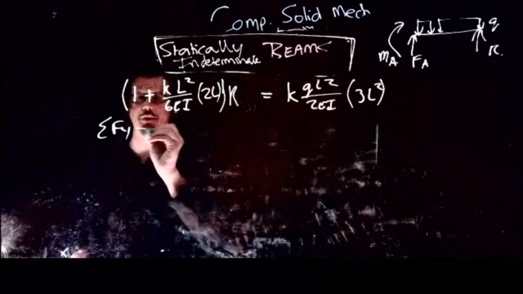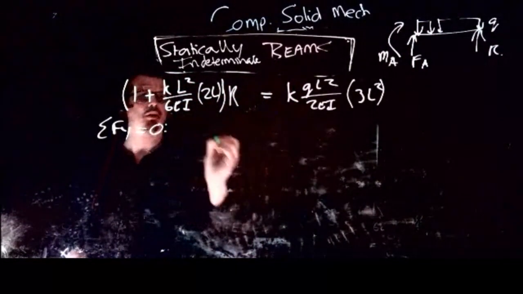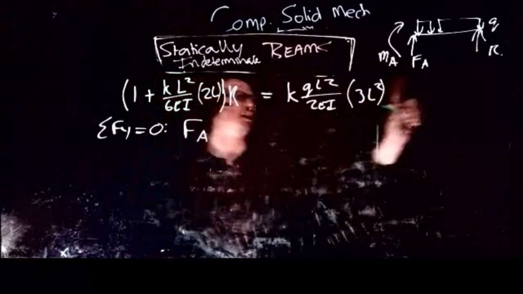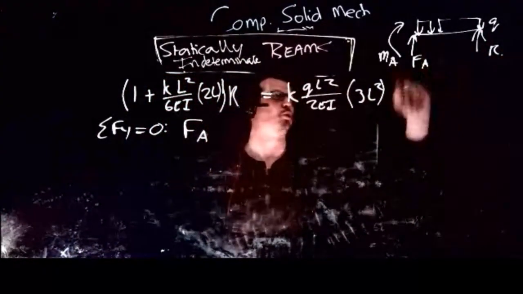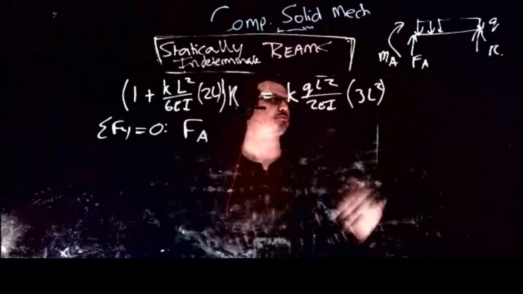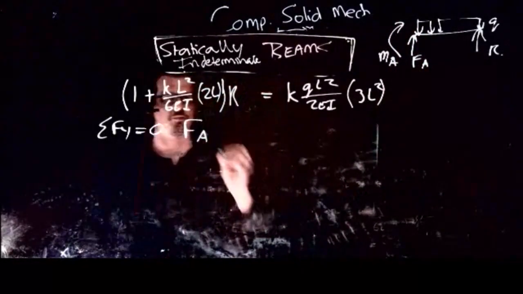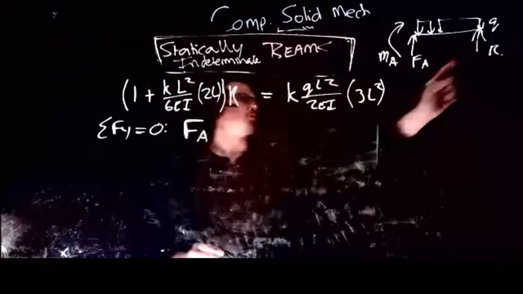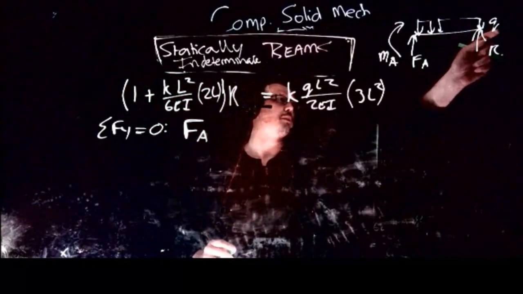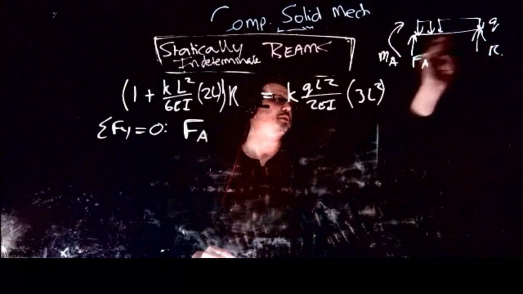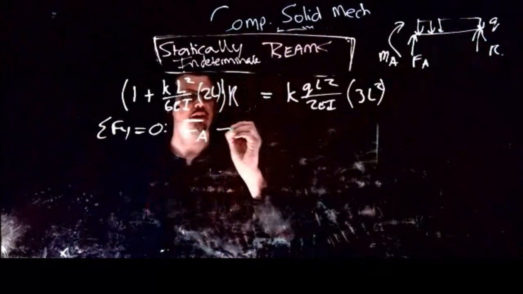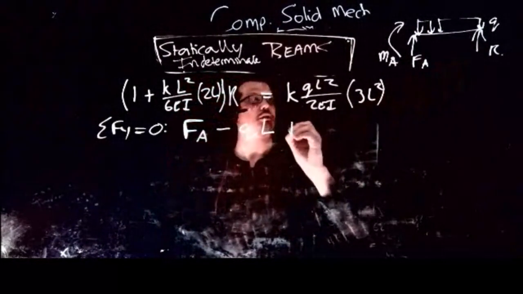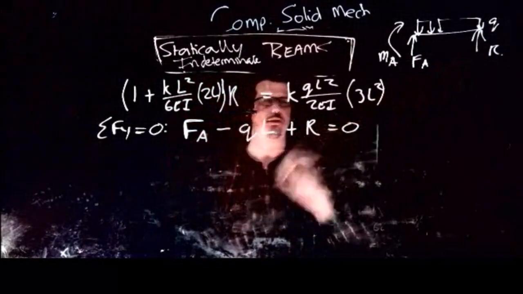So let's look at the sum of forces in the y direction, which should be equal to 0. So what I have is essentially FA. I'm going to work with up being positive, down negative, because that's the standard we've always used since first year. Essentially the force applied by this distributed load is Q times its length, QL. So that's negative QL, and then plus R should be equal to 0. So that's one equation.